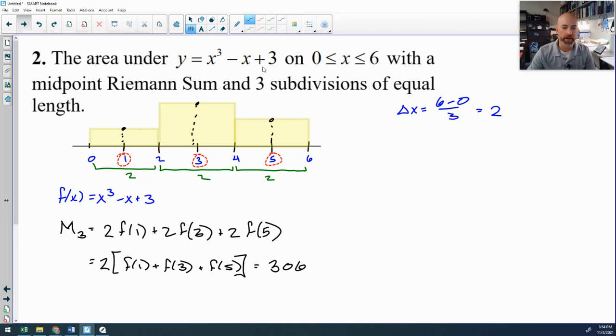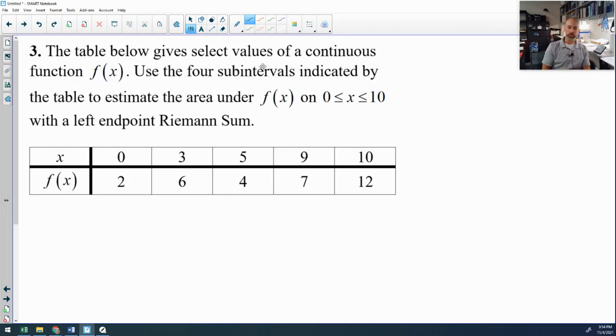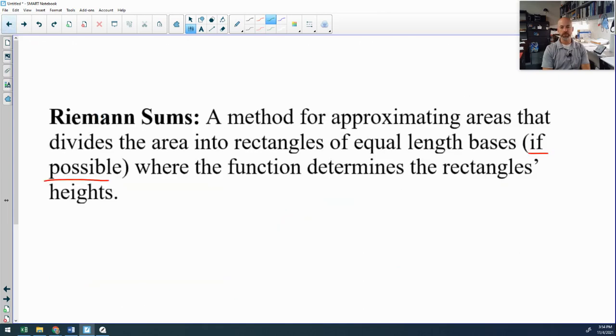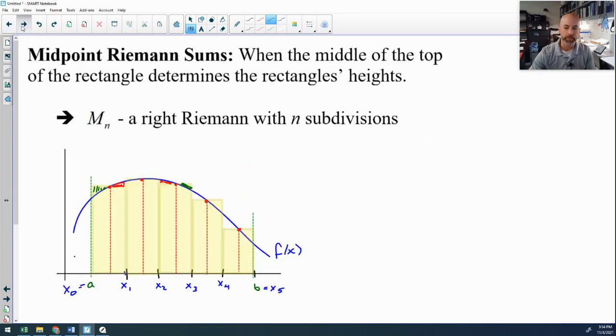And then the third kind we're going to look at is a left endpoint. And this time, instead of giving you an explicit function, I'm giving you a table of values for some continuous function. And you are instructed to use 4 intervals indicated by the table. And a long time ago, I mentioned that sometimes you may not have enough information to find equal length bases. And this is how this can happen.